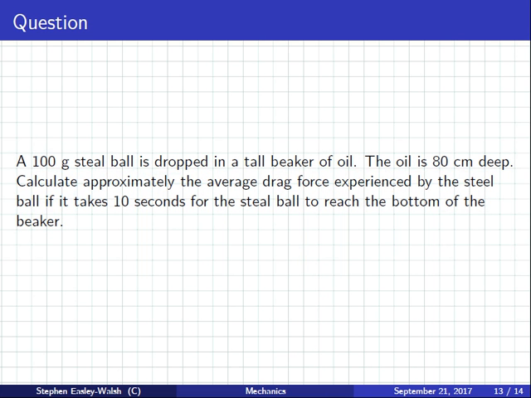Now, here is our first example, really, where we have to actually calculate drag. So we have a 100 gram steel ball, and it's dropped in a tall beaker of oil. It's like a pipe of oil, and the oil is 80 centimeters deep. You let go of the steel ball, and it falls through the oil. It takes quite a long time to sink through. It takes 10 seconds to travel the 80 centimeters. You can picture it moving slowly. And I want to know what is the drag force.